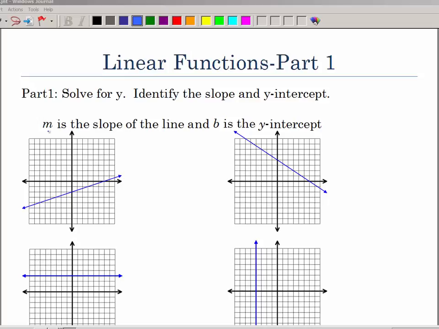We're going to be looking at lines. In this part one of the video, we're going to look at how to solve for y, identify the slope, and the y-intercept. First of all, m is the letter that we represent for the slope of the line, and b is the y-intercept. So let's just take a look at these graphs.